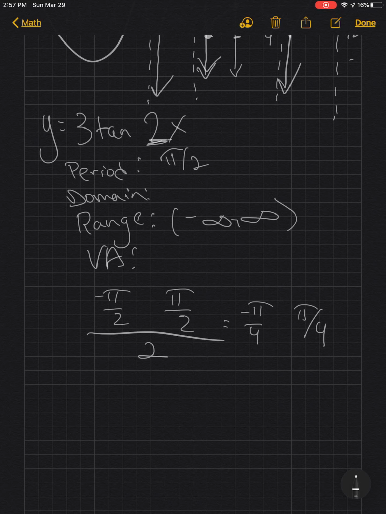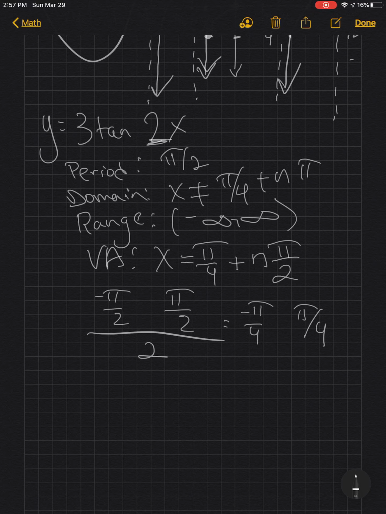So how do we write that? We would say x equals, so these are equations. So you would say x equals pi over 4 plus n, and now it's going to be pi over 2 because we have a new period. And again, whatever your vertical asymptote is, you do the same for domain, except you just write it with a not equals. That's all. So x cannot equal pi over 4 plus n pi over 2. Okay? Now we make a table.